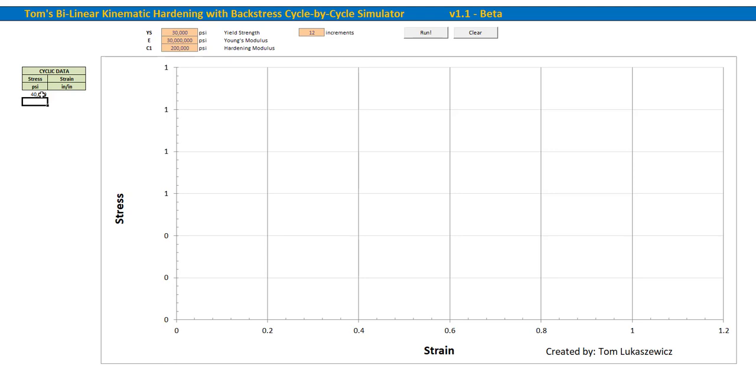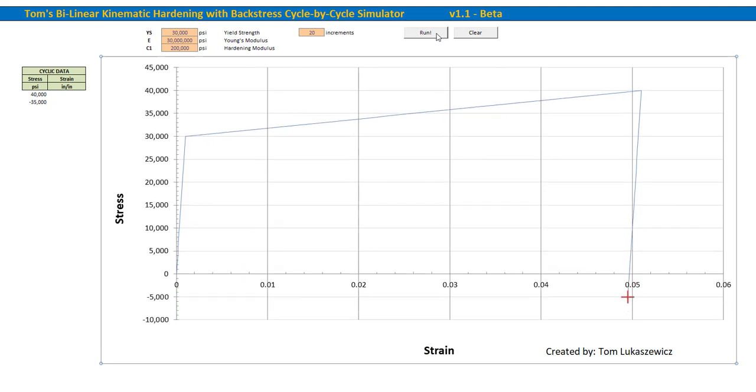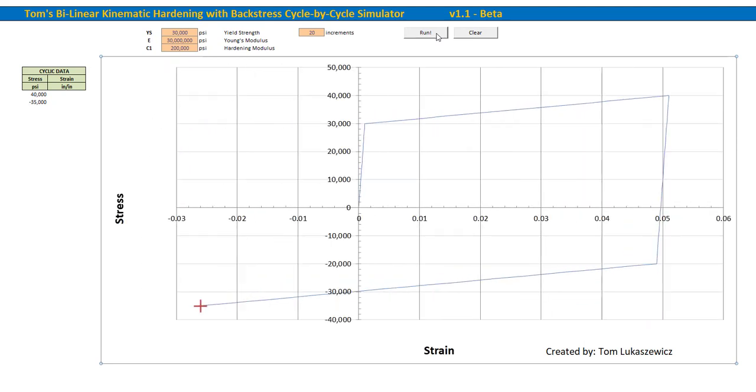if we were to load this in compression, our yield is 30, so we would expect this thing to yield at 30 KSI in compression. So why don't we run that to, let's say, negative 35, and let's see what happens. I'm just going to increase a little bit more. Okay, so what happened here? We would have expected this thing to yield at 30, and it looks like it yielded at 20.